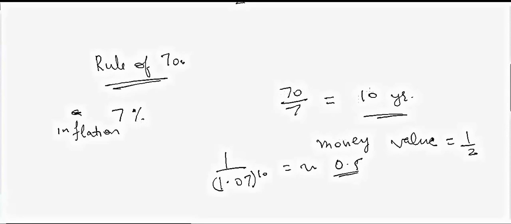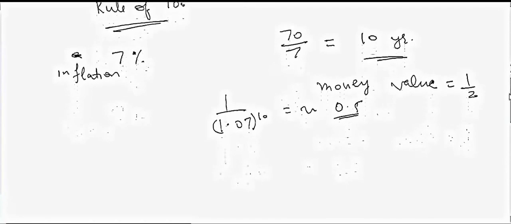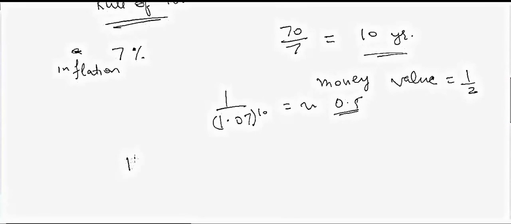And in the same way, if the inflation is 14%, then it will take you 70 divided by 14, which is equal to 5 years. So this is what we call the rule of 70. So these were the rules.